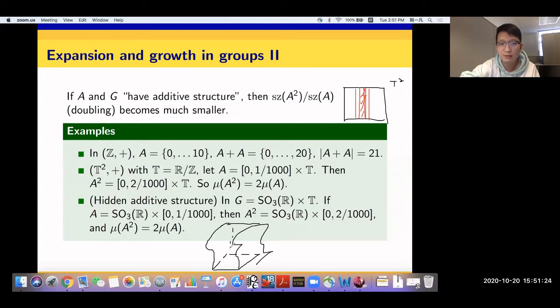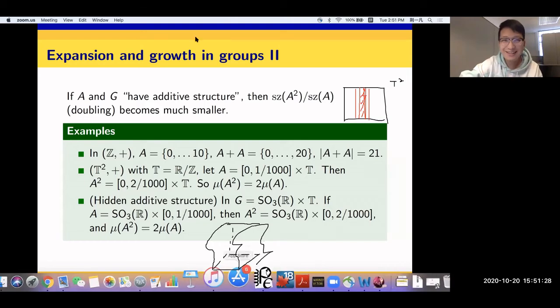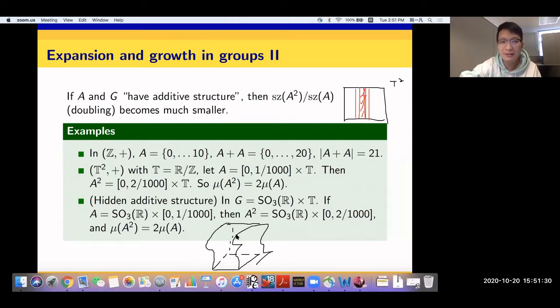So the group is like this. Okay, it looks like a bread, but you can see that. And then we can choose a slice of this bread, like this. And then this set is essentially controlled by this torus. So the expansion is small. Okay, so let me clear out my drawing.